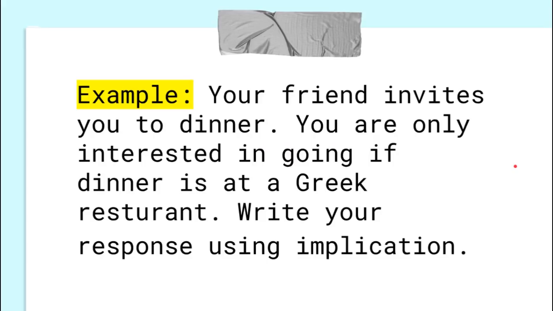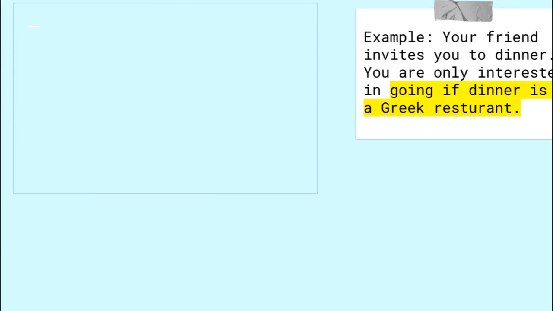Let's look at an example. Your friend invites you to dinner. You are only interested in going if dinner is at a Greek restaurant. Write your response using implication. Now remember implication: if P, then Q. If not P, then not Q.